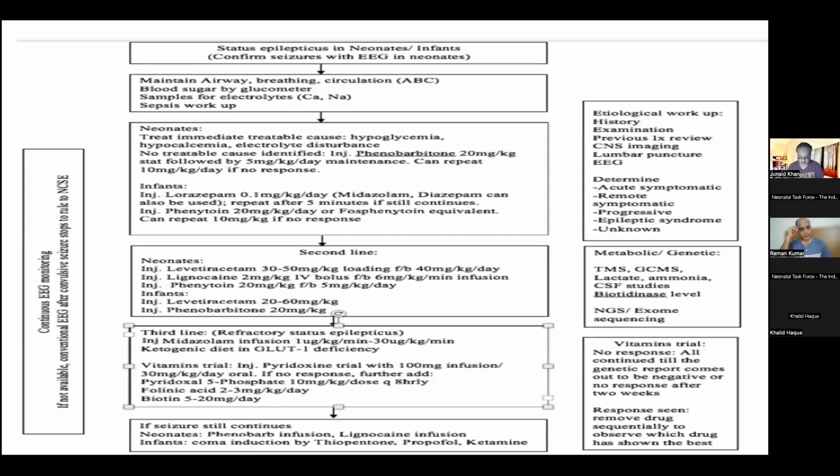Right, sir. Can we use diazepam infusion in those seizures which are not controlled even on second line, just like in HIE? Basically, we can use it, but we use midazolam infusion more, and phenobarbital infusion can also be used in such settings. But usually midazolam is the preferred infusion.